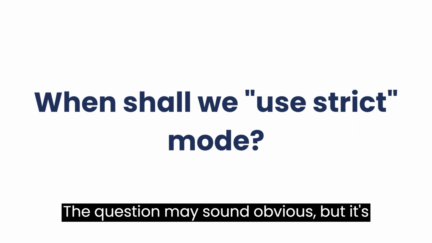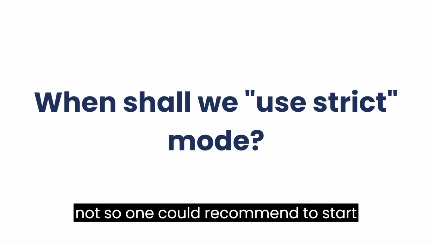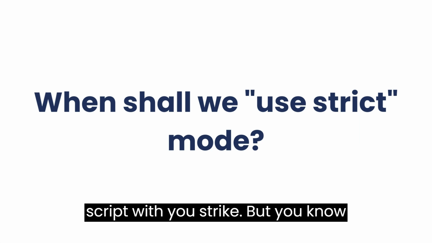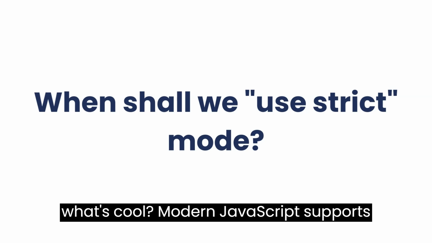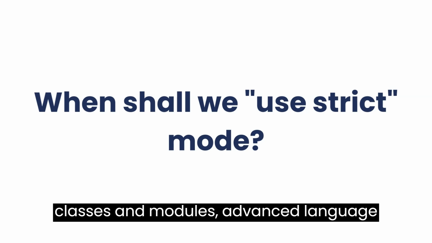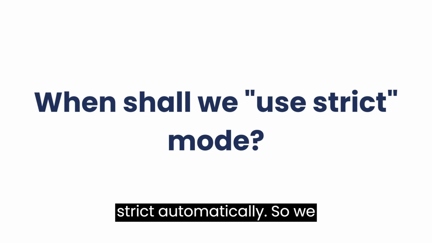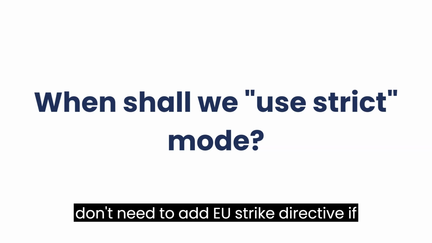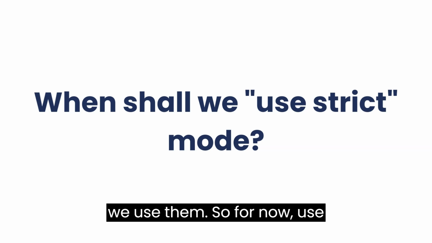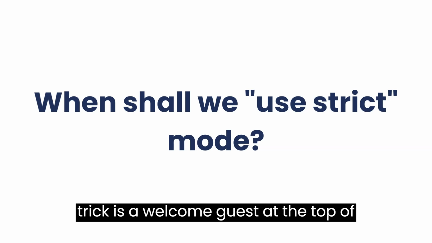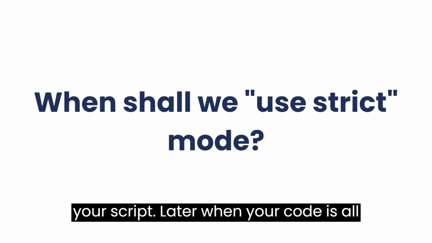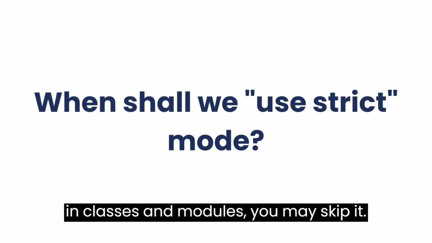The question may sound obvious, but it's not so. One could recommend to start a script with "use strict", but you know what's cool? Modern JavaScript supports classes and modules, advanced language structures that enable use strict automatically. So we don't need to add the "use strict" directive if we use them. So for now, "use strict" is a welcome guest at the top of your script. Later, when your code is all in classes and modules, you may skip it.